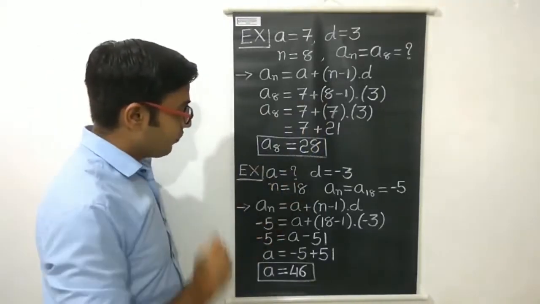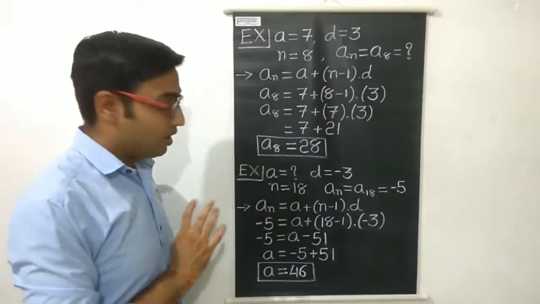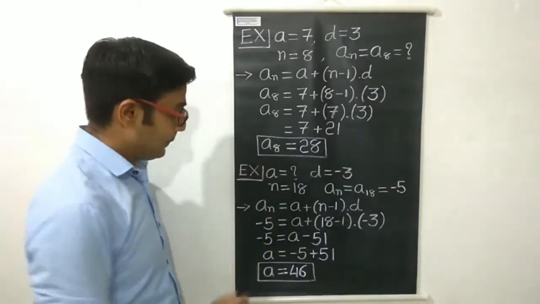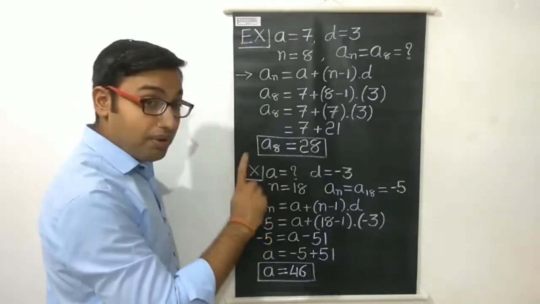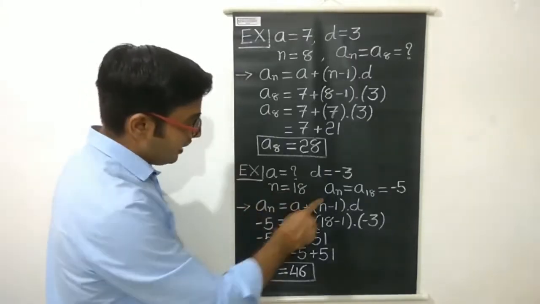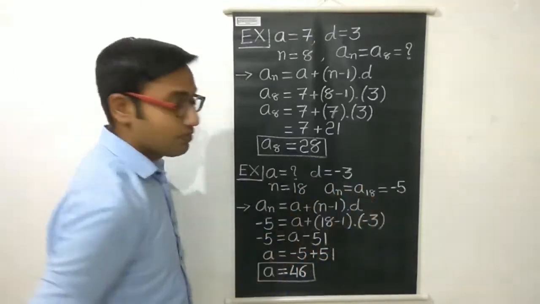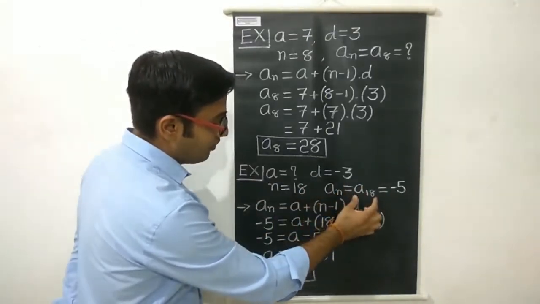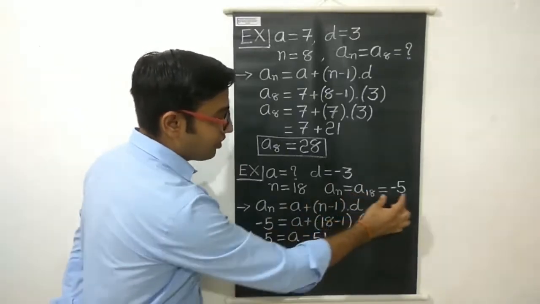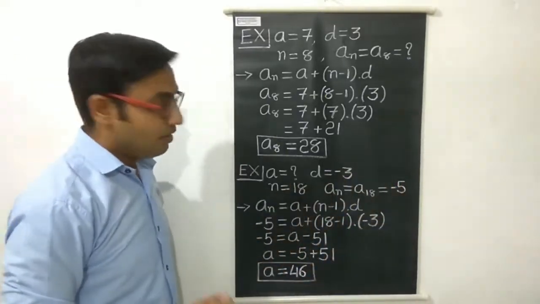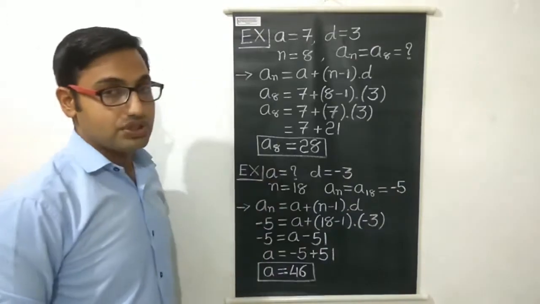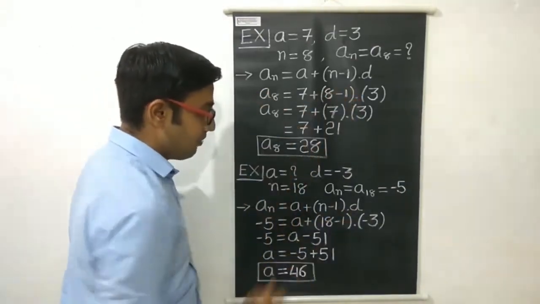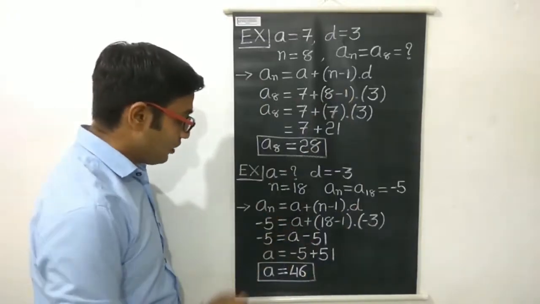Here we have to find the first term. All other things are given: the common difference is equal to -3, the term number is 18, and an is equal to -5. So we can write 18 instead of n. So the value of the 18th term is -5. We have to find the value of the first term. Again we have to use this formula, an is equal to a plus n minus 1 into d. Put down all the values.